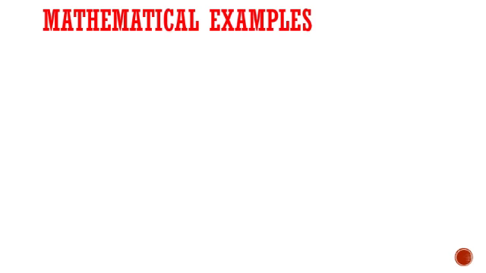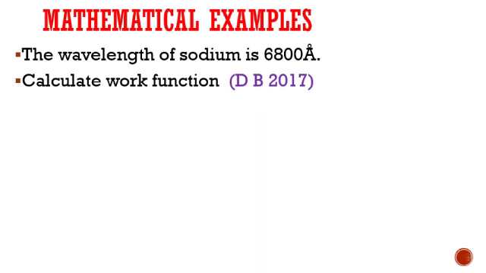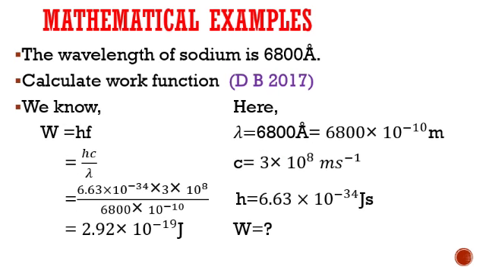Now let's start the mathematical examples. Here our example came. The wavelength of sodium is 6800 angstrom. Calculate the work function. It came in Dhaka Board 2017. Now how we'll do the math here. Here the wavelength lambda is given in angstrom unit. We have to convert it into meters first.